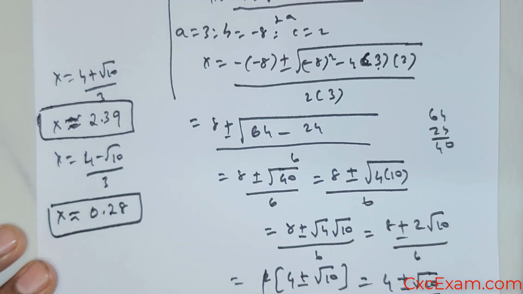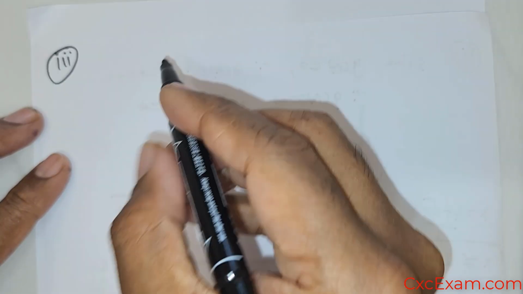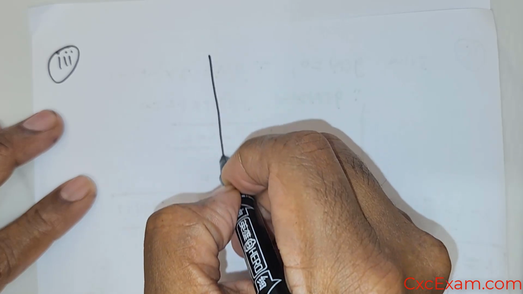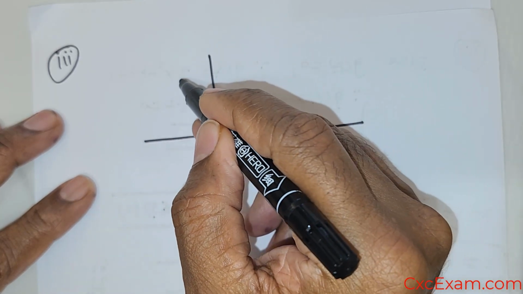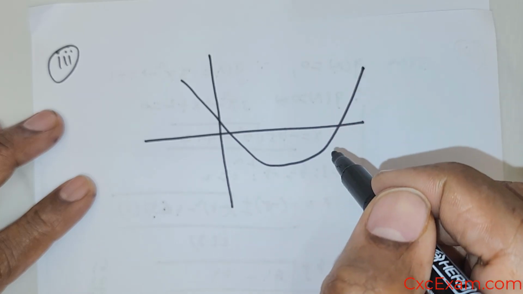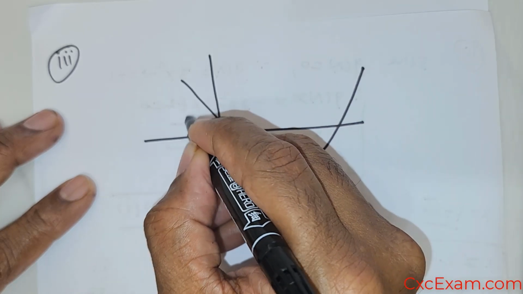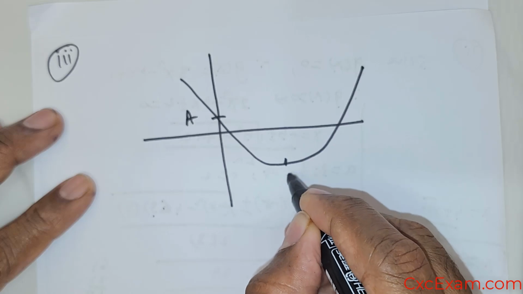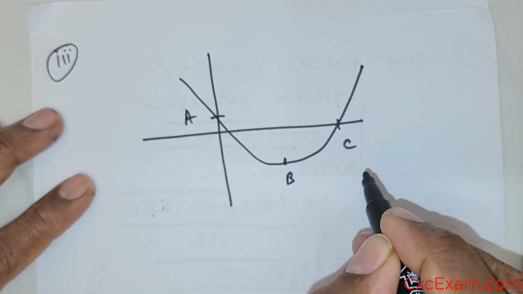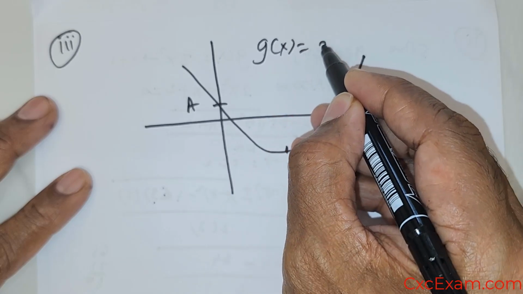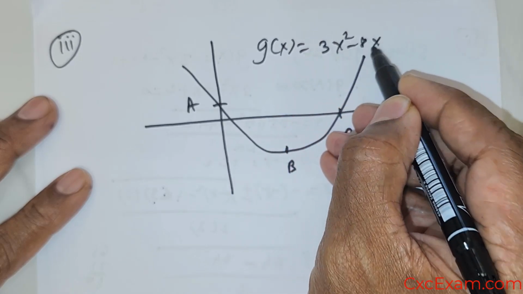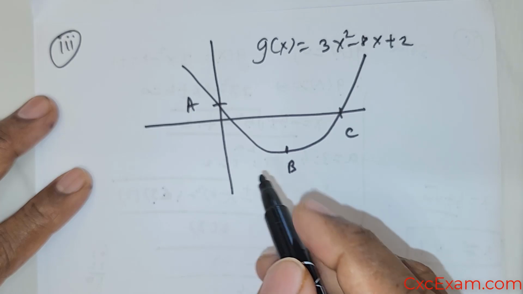So these are the two values we have got, and that is exactly what the solution needs us to present. Now this is the third part of the question. You have a graph that has been given here, and you have points A, B, and C. This is the curve g of x is equal to 3x squared negative 8x positive 2.